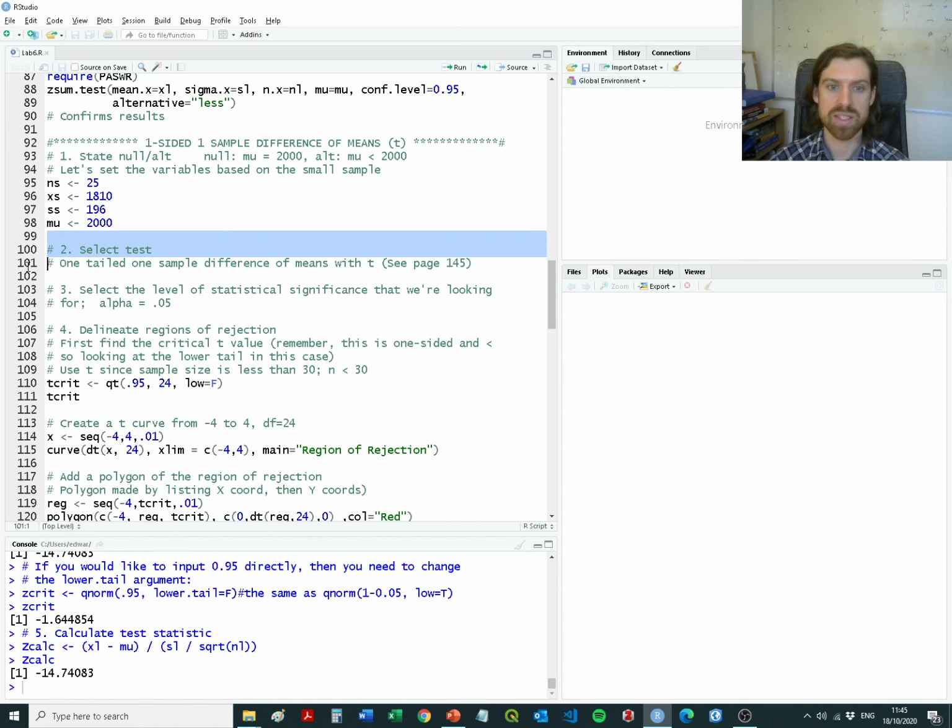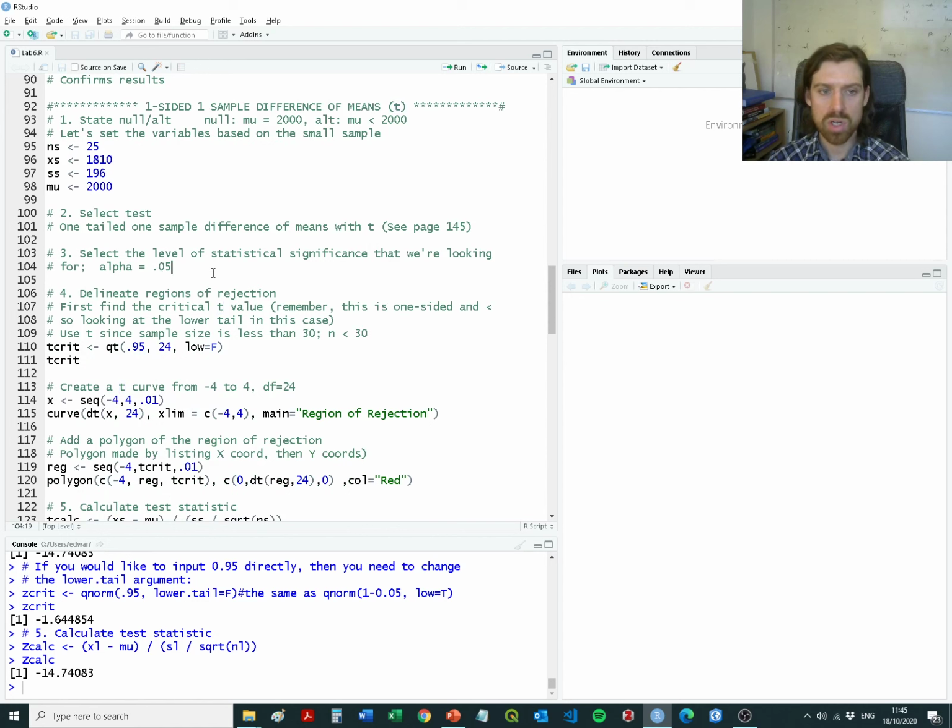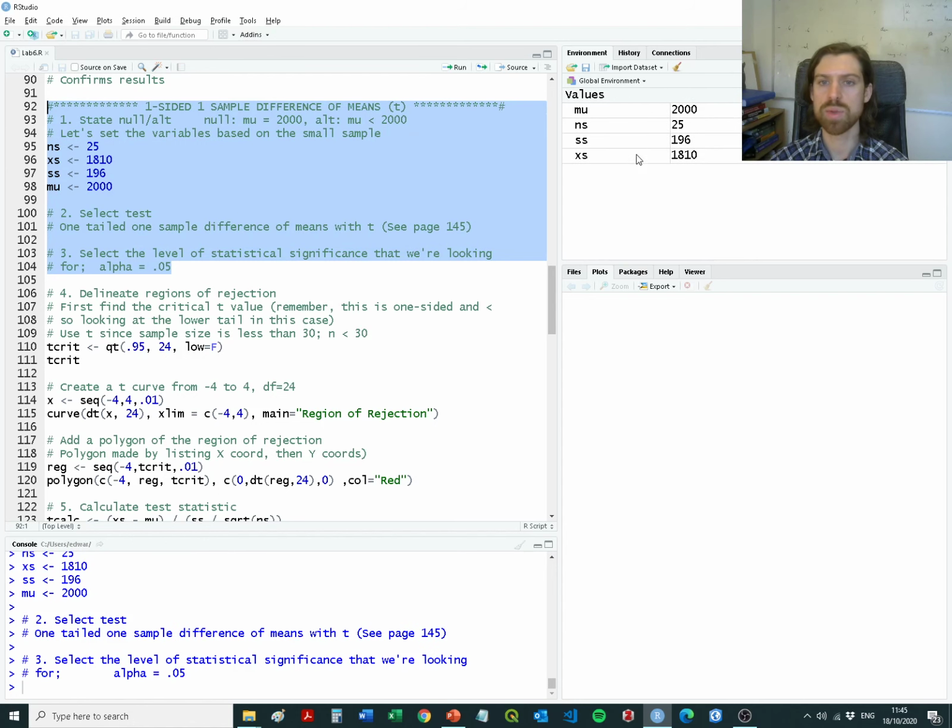We're going to select the tests, but this time, although it's one-tailed because we're looking in the lower part of the distribution, and because it's a one sample difference from another, it's the same statistical test. The difference is that we're going to be using the t distribution. We use the same statistical level. Let me just run all of this so we've got it in the global environment. There we go, we've got all of our variables entered now.